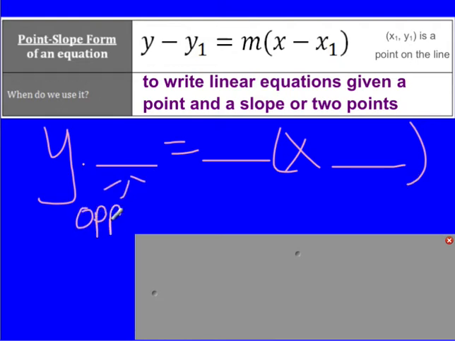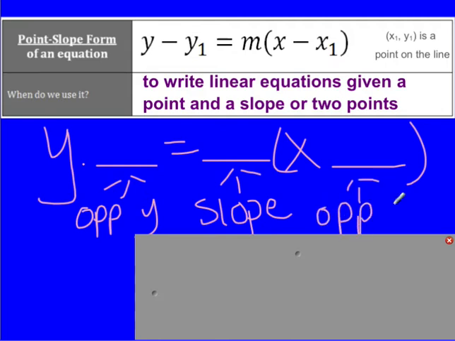So in this part, you're going to put the opposite of the y-coordinate. Now you're going to be adding or subtracting it. It's not going to be just y3. It should be y plus 3 or y minus 3. Here you're going to put your slope. And last but not least, here you're going to put the opposite of the x-coordinate. So that's just another way to look at point-slope form. Again, there is a video just on point-slope form in my Bridges folder if that helps you as well.